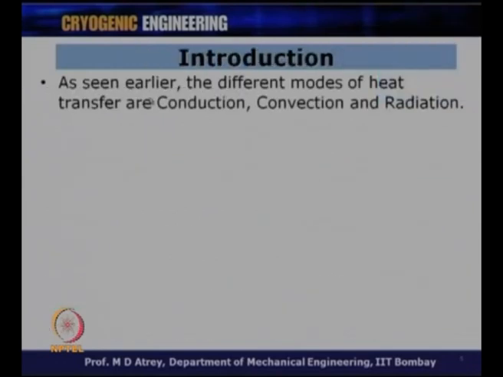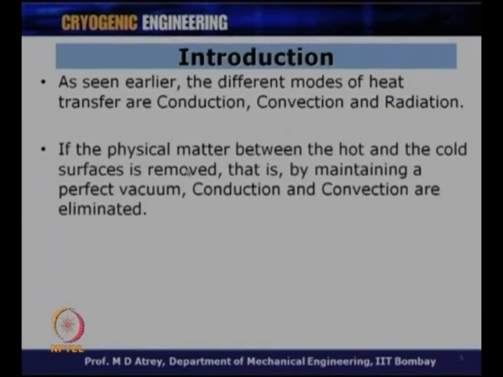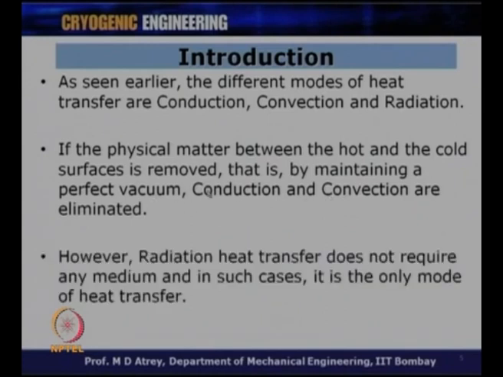As seen earlier, the different modes of heat transfer are conduction, convection and radiation. If the physical matter between the hot and the cold surfaces is removed, that is, by maintaining a perfect vacuum, conduction and convection are eliminated. So, if I have a vacuum between two surfaces of different temperatures, the medium, air or any gas for that matter, which would cause gas conduction or convection because of the movement of the gas, will be completely eliminated. This can be assured by having a perfect vacuum. However, what will remain now will be radiation.